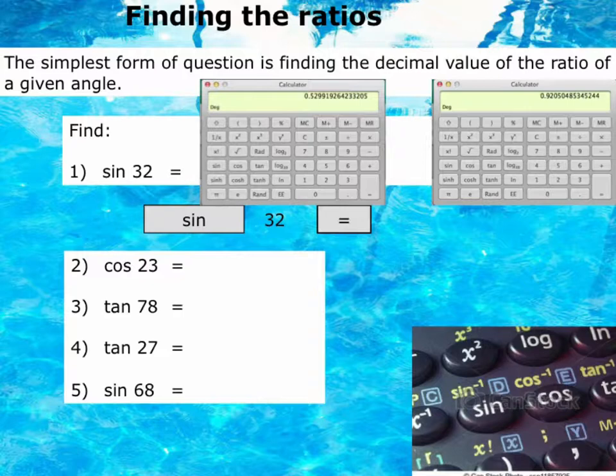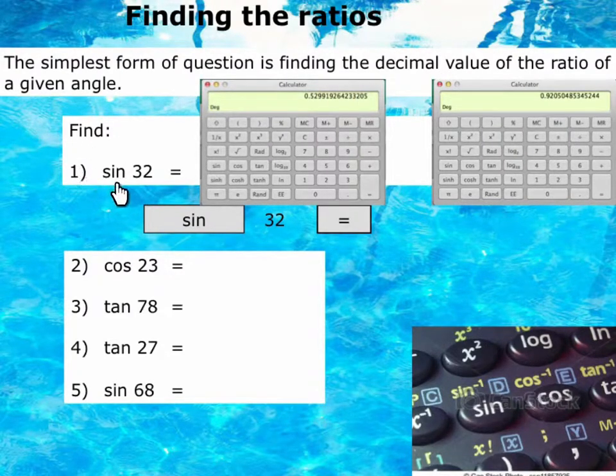We're going to be finding the ratios. This is the simplest form of question: finding the decimal value of the ratio of a given angle. Remember, a ratio is just a fraction, but we're going to get the decimal values of these fractions. Like 3 over 4 would be 0.75. But these ones are going to be more extreme, so we have to use the scientific calculator to get them.